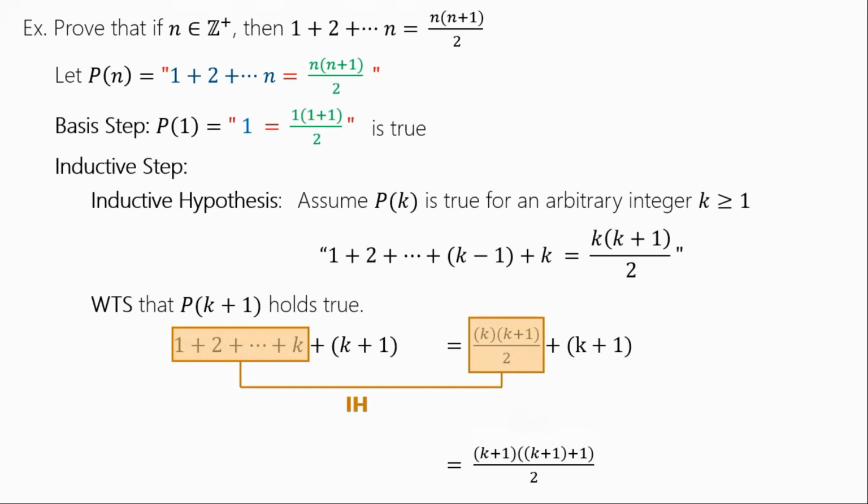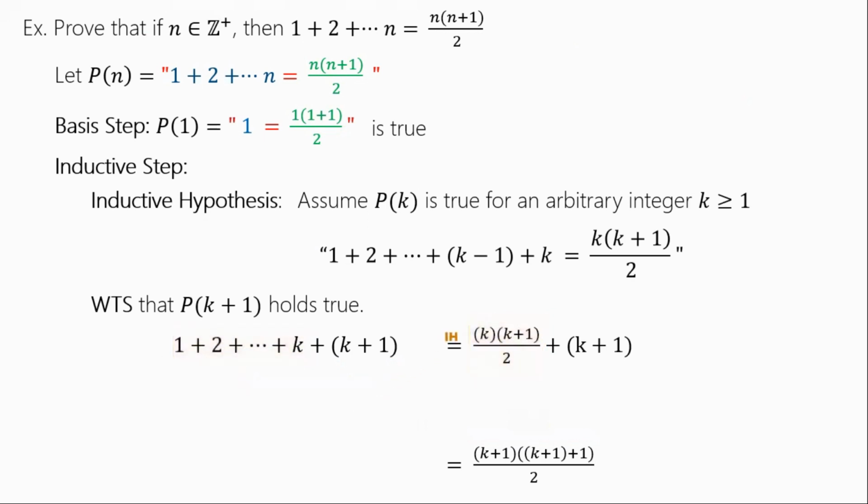Whenever we use our inductive hypothesis, I want you to place an IH over that equal sign. This shows that I'm stating that they're equal because of the inductive hypothesis. And now that right-hand side that I'm working with here, I can just do some manipulation to get to the right-hand side of the propositional function.